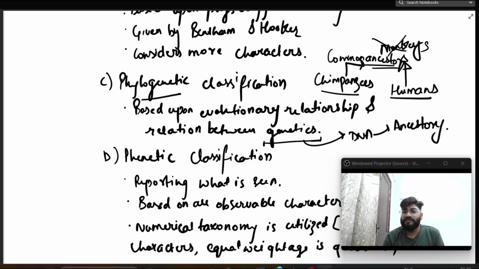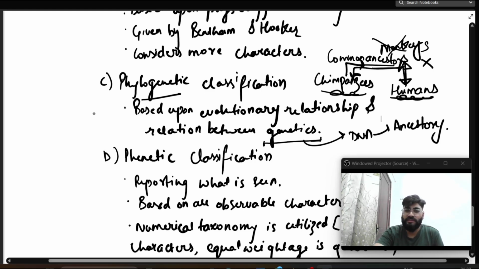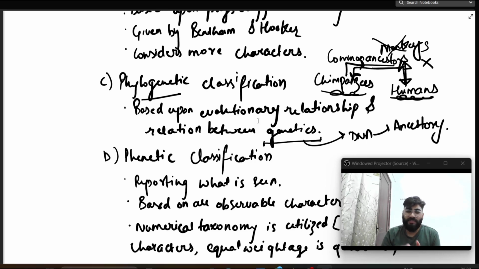So that common ancestor now is extinct, and the sublineages of the species, chimpanzees and humans, have evolved separately. Humans are now a different species and chimpanzees are a different species. So this is phylogenetic classification, which decides which species are separate from each other. Chimpanzees are a different species, humans are a different species, but they were related as the common ancestor was the same.